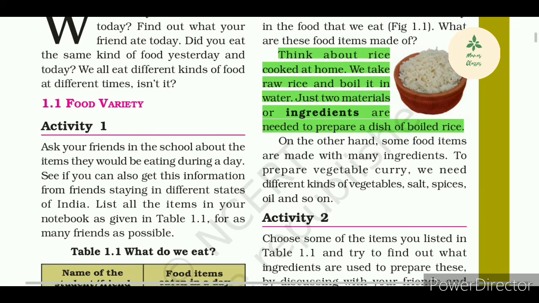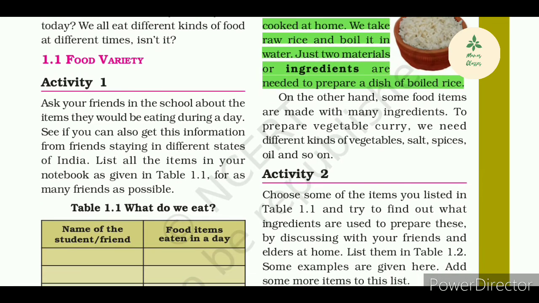Okay, food variety. We are not going to eat one dish in a whole year, or a whole month, or a whole day. We are not going to eat a single dish in our life. There is variety in food.